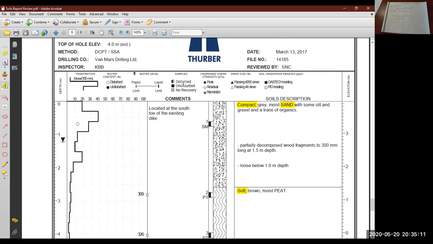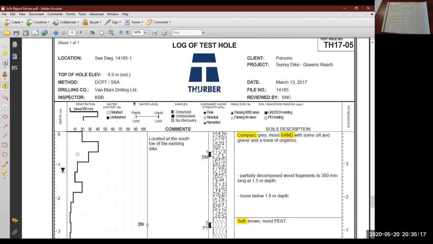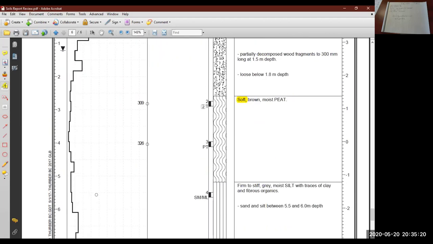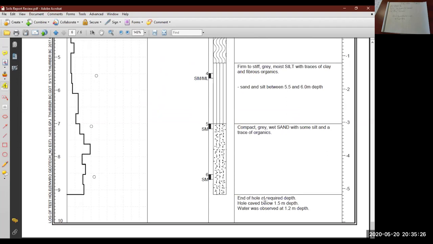When it was done, so who it was done by. So Thurber is the geotechnical engineer on this project. So down near the bottom, end of hole. So you're sometimes told why the hole was ended here. So it stopped at the required depth, so they didn't want to go any deeper. Sometimes it'll say at refusal. So the coring bit hit something, and it physically could not go through it. So sometimes you'll be told that it hit an obstruction. So water is observed at 1.2 meter depth.